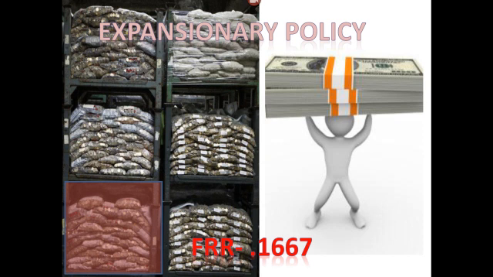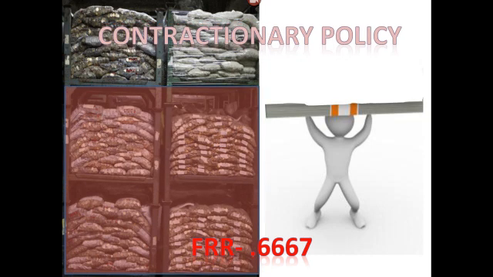If an expansionary policy is needed, decreasing the reserve ratio increases banks' excess reserves, causing the money supply to increase. If a contractionary policy is needed, increasing the reserve ratio decreases banks' excess reserves, causing the money supply to decrease.